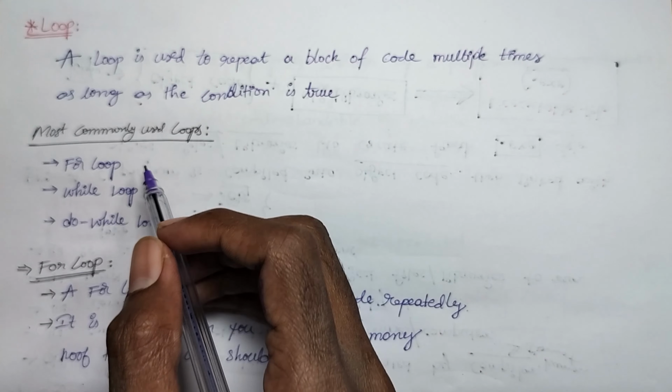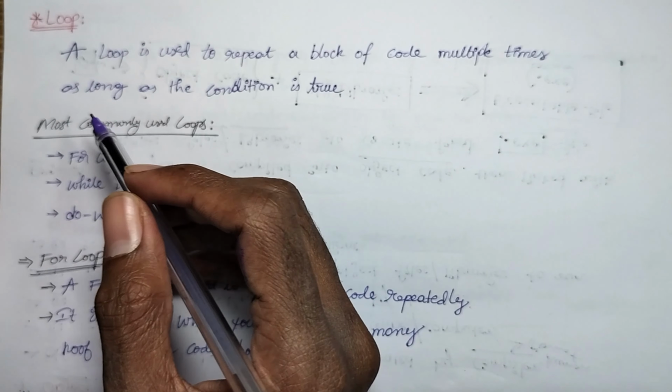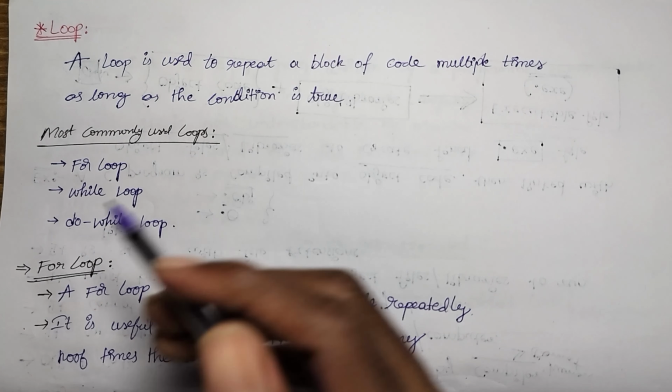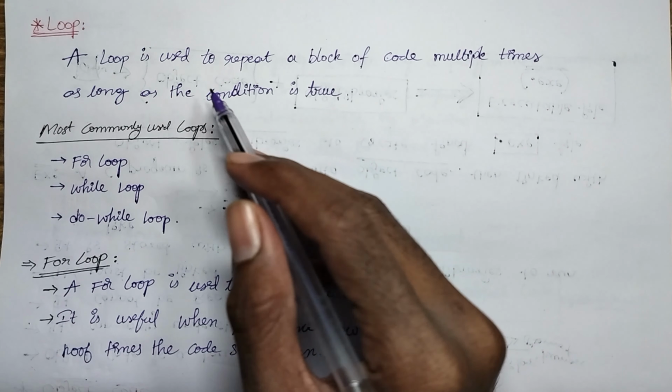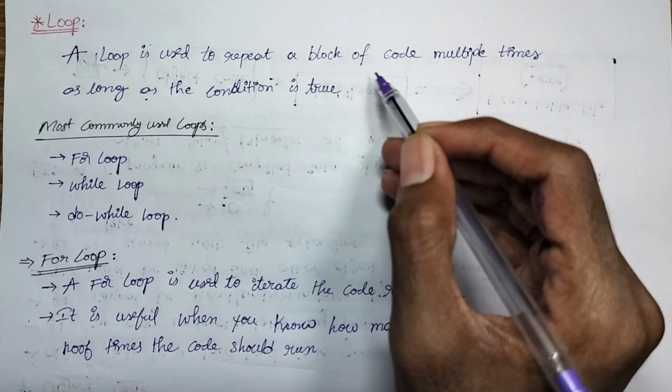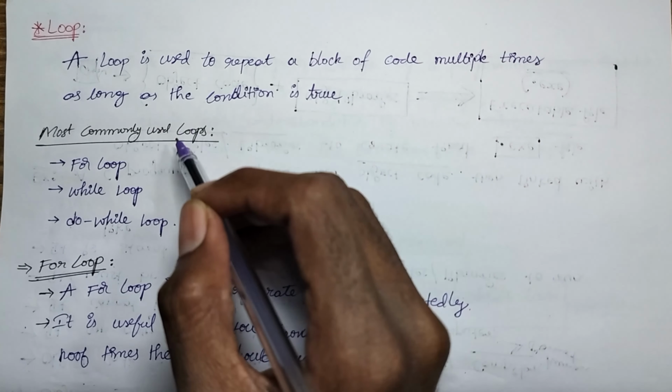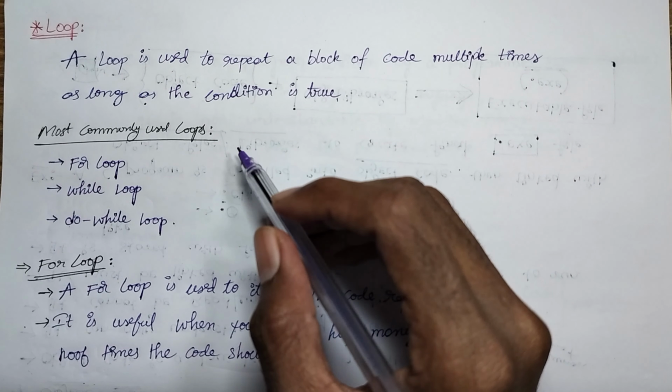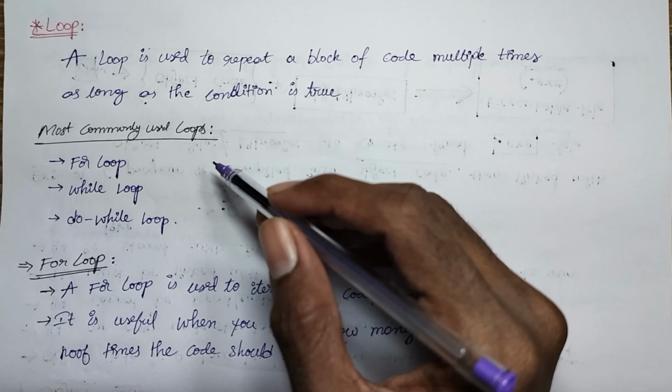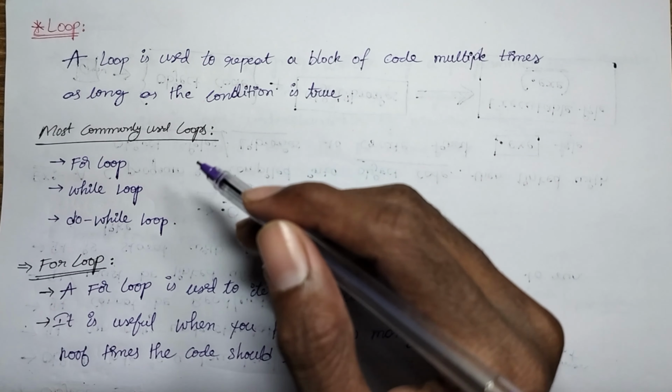Today's topic is loop. In this video, we will discuss what a loop is and what the most commonly used loops are. A loop is used to repeat a block of code multiple times as long as the condition is true. There are mainly three loops: for loop, while loop, and do while loop.